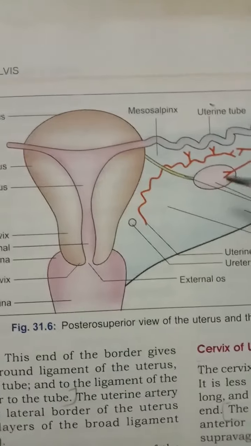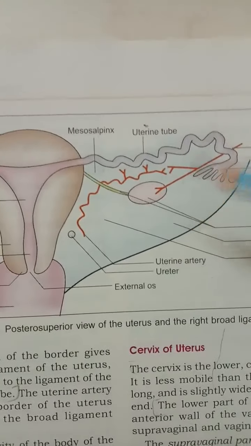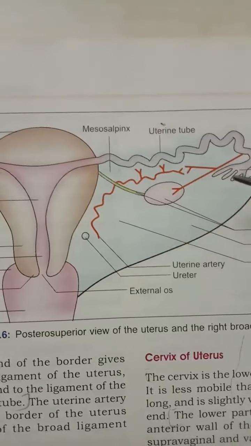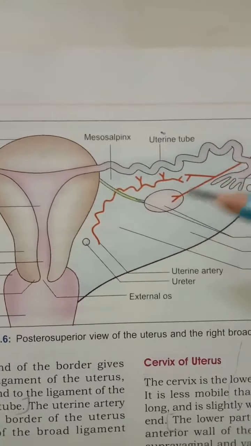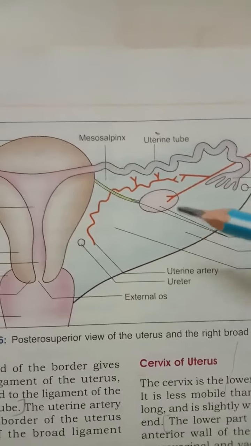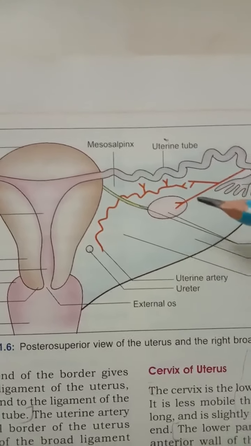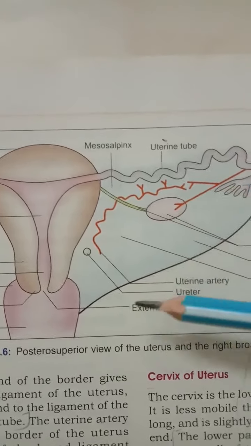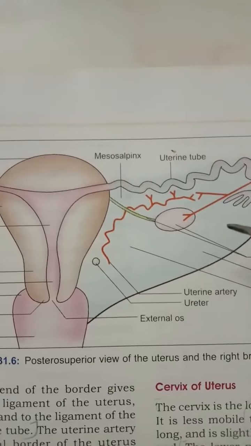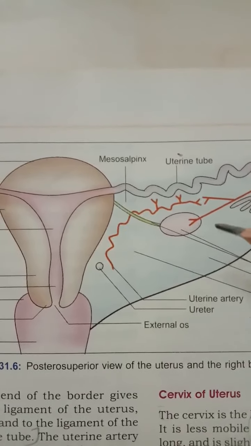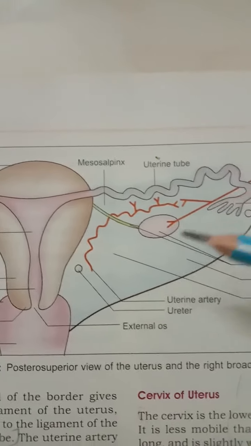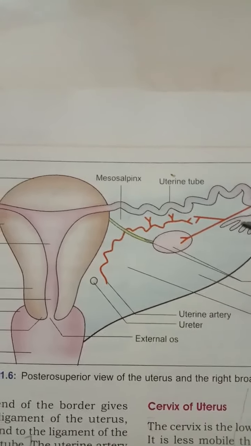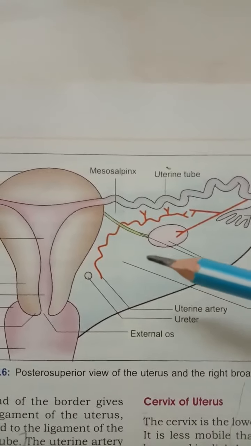So let's see the ligaments of the uterus. The ligaments of the uterus should be divided into two types: the false ligament and the true ligament. The false ligament is a fold of the peritoneum which does not provide support to the uterus, and the true ligament is a fibromuscular band which provides support to the uterus. Let's see the false ligament first, and from this, the first ligament is the broad ligament.